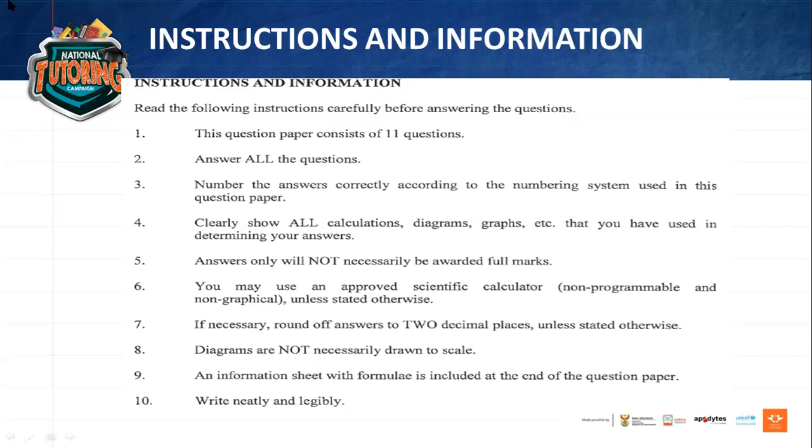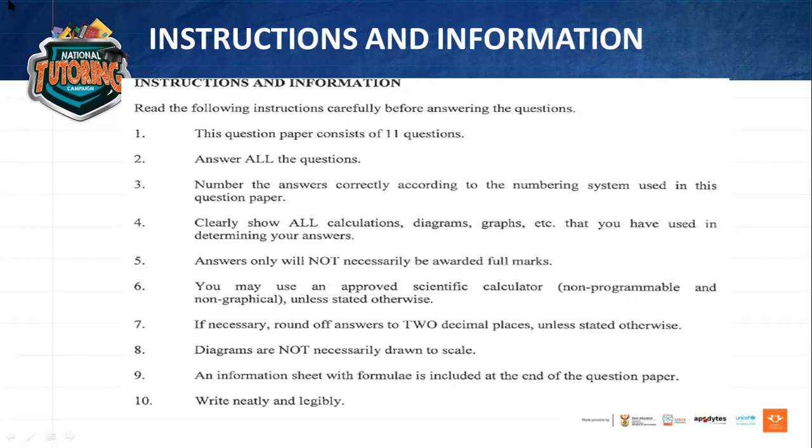You may use, of course, an approved scientific calculator, which is the one non-programmable and non-graphical, unless it would be stated otherwise. If necessary, please, we round off our answers to 2 decimal places and we do the rounding off in our final answer, okay? So we round off our final answer to 2 decimal places.